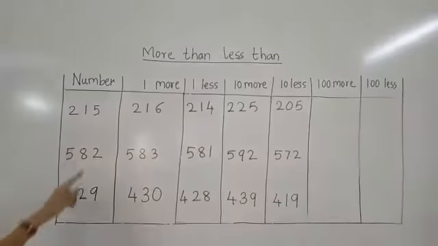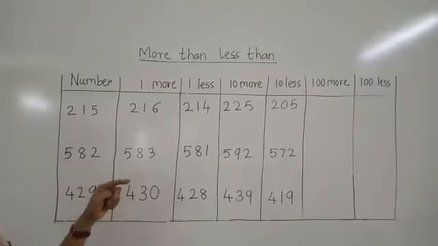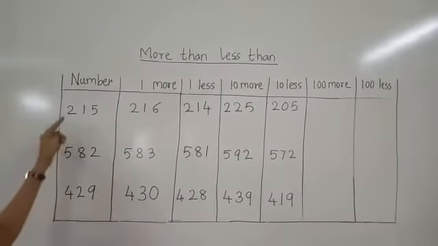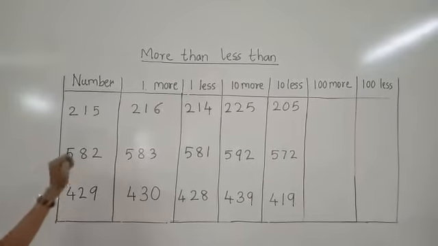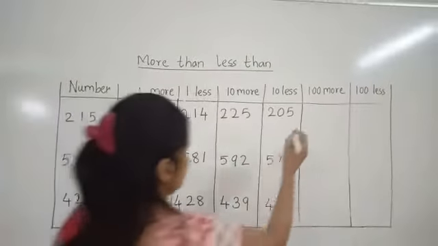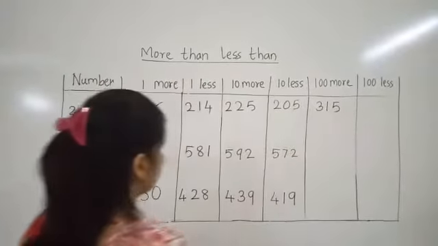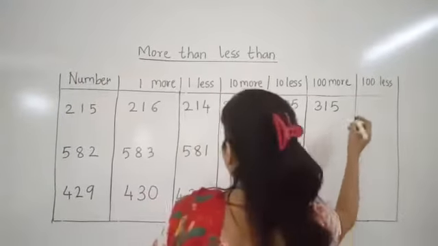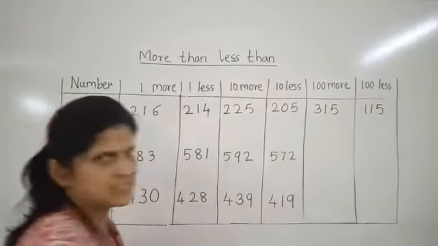Now next is 100 more and 100 less. Let us take the same numbers. As I said in the previous video, if they are asking about 100, you have to see only the hundreds number. If more is there, you have to add 1. If less is there, you have to minus 1 in the hundreds place. Okay. So 215 plus 100 will be 315, which is 100 more. And 215 minus 100 will be 115, which is 100 less.